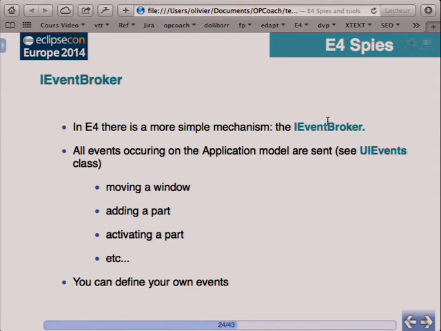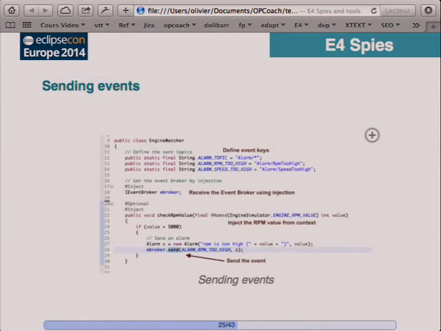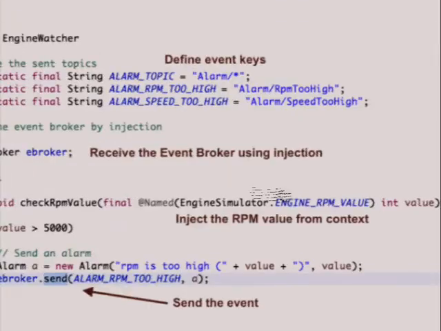This IEventBroker is an interface that can send events. And something interesting is that all the events you have on the application model have been translated to the IEventBroker management. So if you have a look at the UIEvents class, you will get all the events you have on the model. How can you use this mechanism in your code?